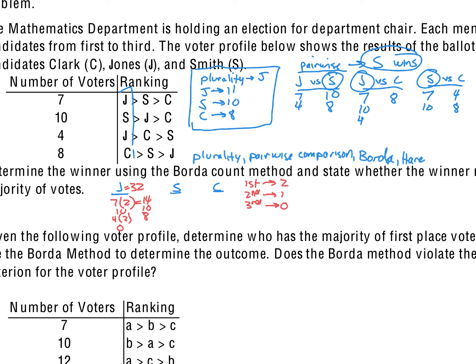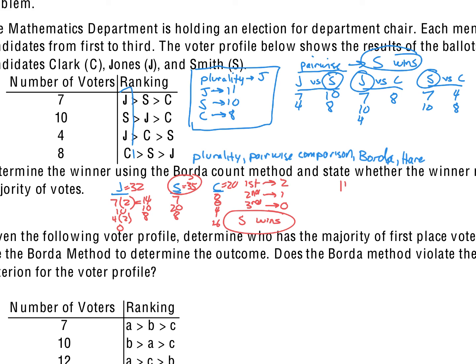Compared with S got 7 second place, 10 first place, so doubled to 20. Last place, and then 8. So S got a total of 35 and is winning so far. Now checking C, C got last place for the first 2 rounds, and then second place, those are 2 zeros, and then 8 first place, so doubled to 16, so C got a total of 20. So S wins the Borda. So for the Borda method, S wins.